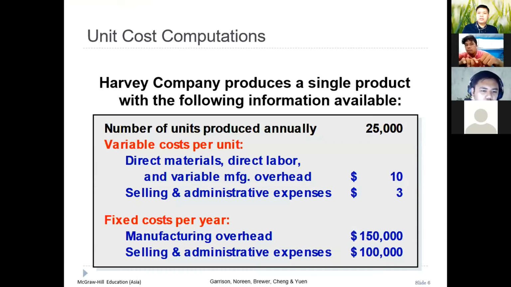Harvey Company produces a single product with the following information available. The number of units produced annually is 25,000. The variable cost per unit for direct materials, direct labor, and variable manufacturing overhead is 10. They are all combined in this number 10. And then the variable selling and administrative expenses is 3. The fixed cost per year for the manufacturing overhead is 150,000. And the fixed selling and administrative expenses would be 100,000.